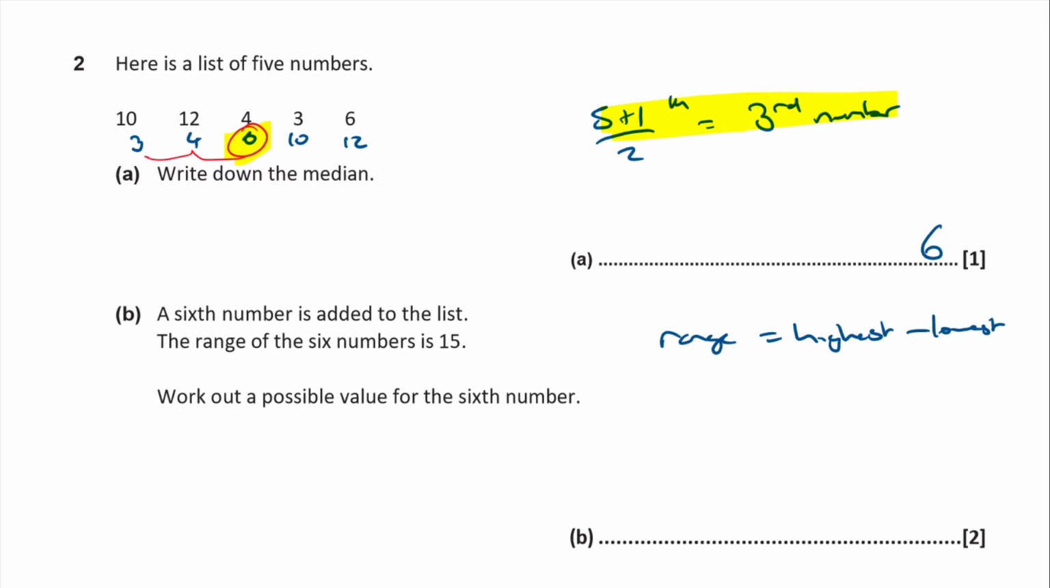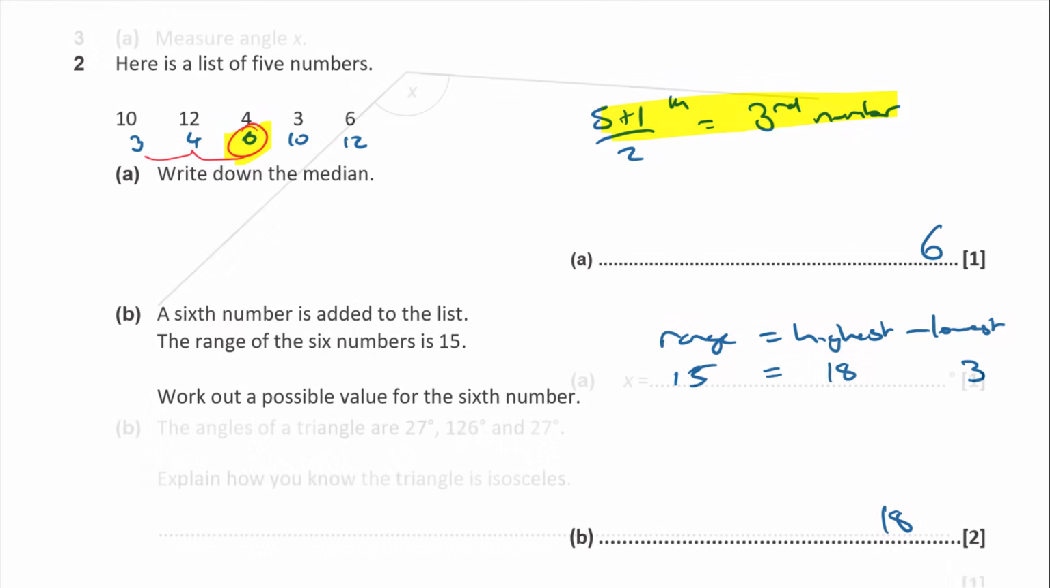So given that the lowest number is 3 and we want the difference to be 15, then the highest number is going to have to be 18. Okay, so it could be 18. Now alternatively, you could say that 12 was the highest number and 15 below that would be minus 3. So you could have minus 3 as well, but 18 kind of makes a little bit more sense. So I'm just going to go for 18.